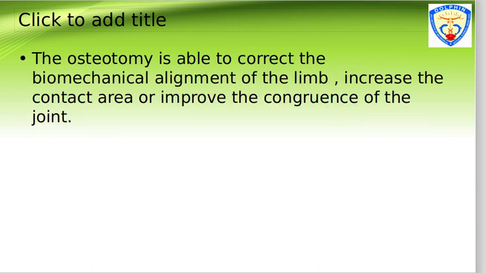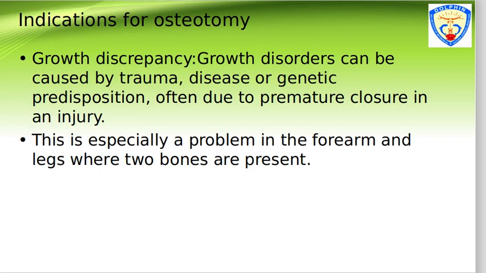Osteotomy is able to correct the biomechanical alignment of the limb, and it increases the contact area or improves the congruence of the joint. If the contact area is increased, the load on the joint is decreased, which reduces the friction of the joint.